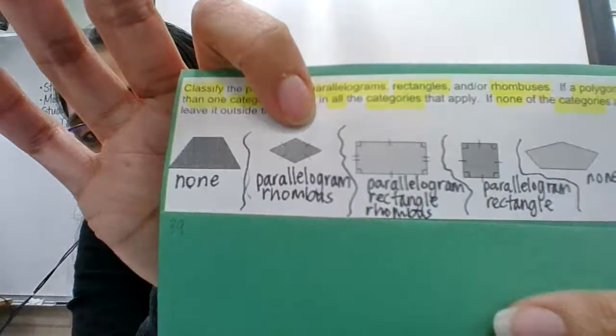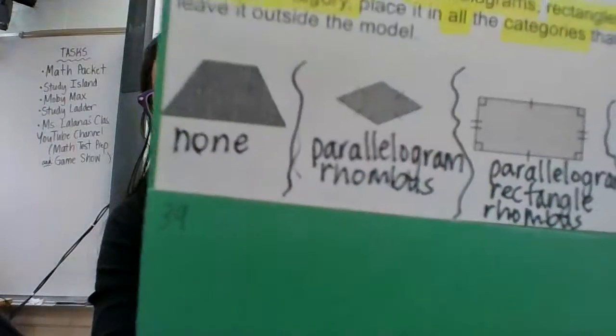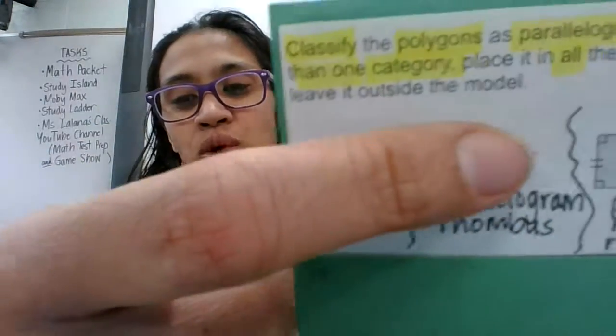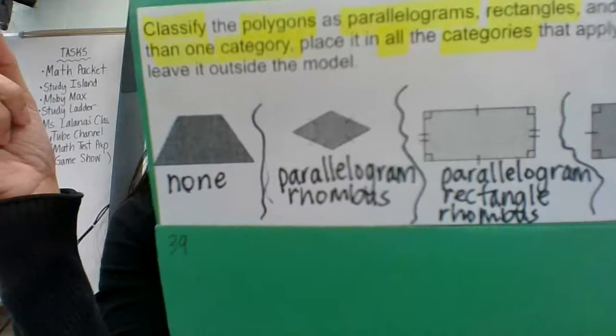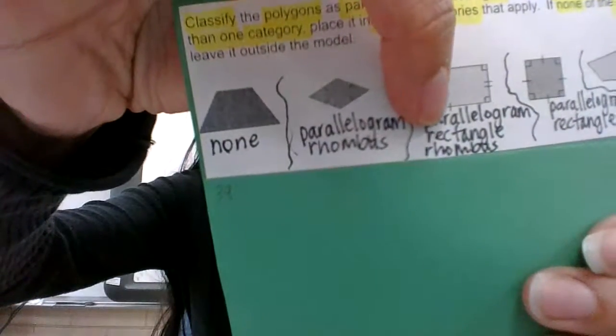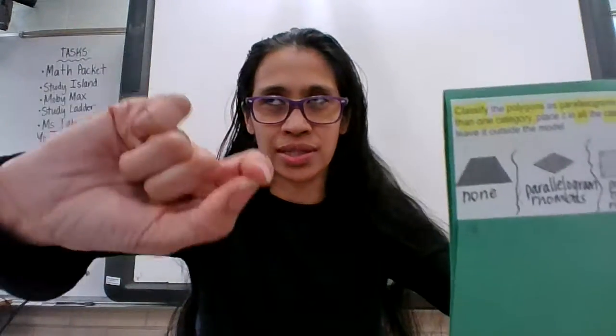The next shape right here, that is a parallelogram and a rhombus. Do you see those little lines? Those little tick marks right there? That means those sides are equal. This next one is a parallelogram, a rectangle, and a rhombus. Now, do you see those little tick marks? You see how that one has one and that one has one? That means those are equal. This has two, that one has two. Those are equal. So it matches with the side that has the same number of tick marks, okay?